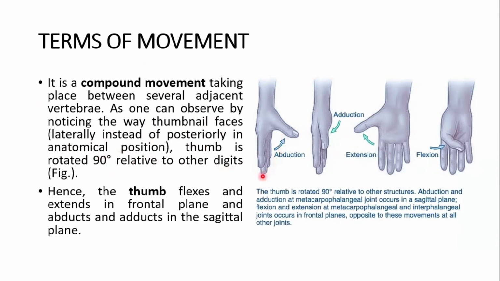And let's discuss. This is the abduction of the thumb, right? This is adduction, bringing it back close. The thumb is rotated 90 degrees relative to the other structures. Abduction and adduction at the metacarpophalangeal joint occur in the sagittal plane, and this is extension and flexion at the metacarpophalangeal joint. It occurs at the interphalangeal joints in the frontal plane, opposing the movements of the other joints. Hence, the thumb flexes and extends in the frontal plane and abducts and adducts in the sagittal plane.